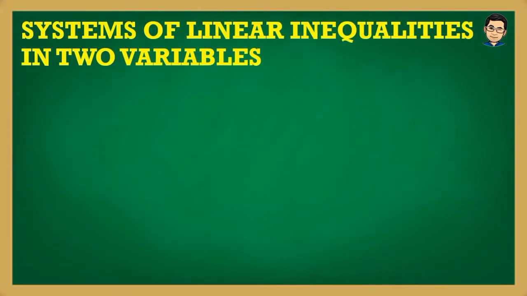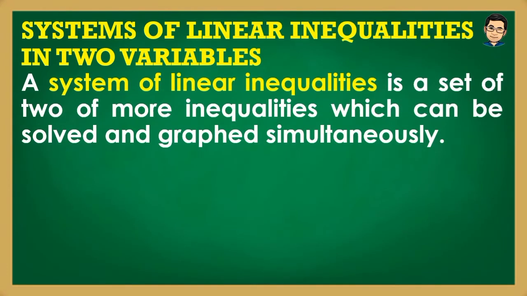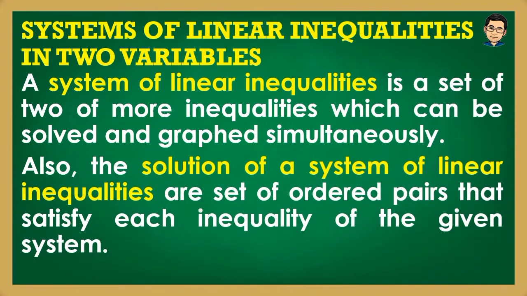And then yung next naman is systems of linear inequalities in 2 variables. So, a system of linear inequalities is a set of 2 or more inequalities which can be solved and graphed simultaneously. So, systems, ibig sabihin po, hindi lang po isang inequality yung ating maigagraph, maisosolve, kundi dalawa. And then, also, the solution of a system of linear inequalities are the set of ordered pairs that satisfy each inequality of the given system.